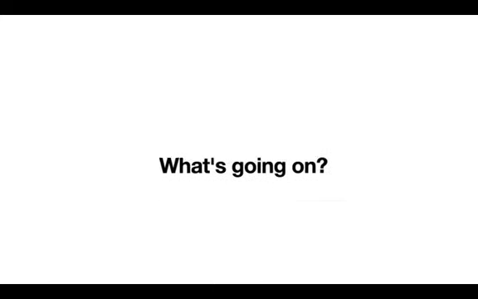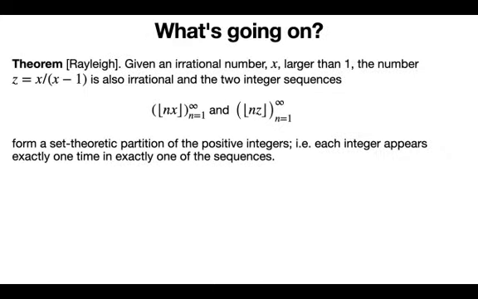Well, it turns out that we're witnessing a theorem known as Rayleigh's theorem in action. Rayleigh's theorem states that if you start with an irrational number x, and it has to be larger than 1, and you choose the number z to be x divided by x minus 1, which is also larger than 1 and also irrational, and then consider the two integer sequences obtained by taking integer multiples of your two irrational numbers and rounding them down, that these two integer sequences together will form a set theoretic partition of the positive integers. What that means is that each integer should appear exactly one time in exactly one of the sequences.